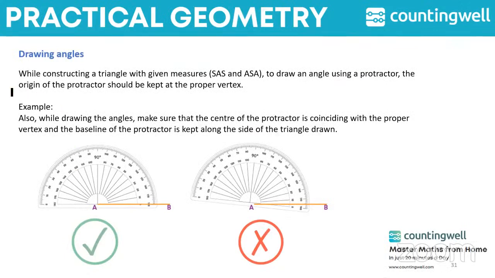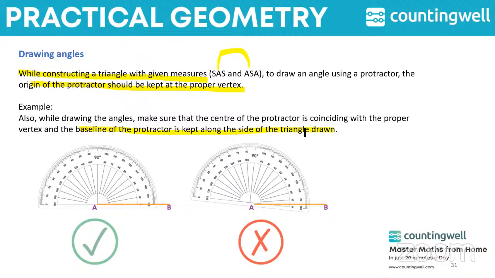Let us see practical geometry. When you are constructing a triangle with given measures, for SAS criteria or ASA, the origin of the protractor should be kept at the proper vertex. Also, while drawing the angles, make sure the center of the protractor coincides with the proper vertex and the baseline is kept along the side of the triangle drawn.